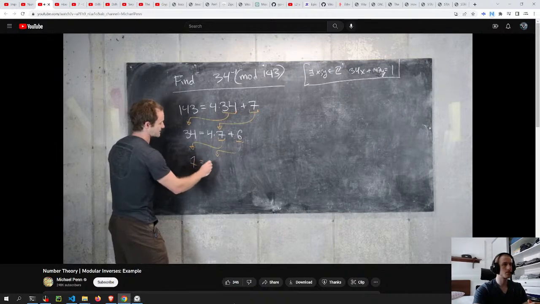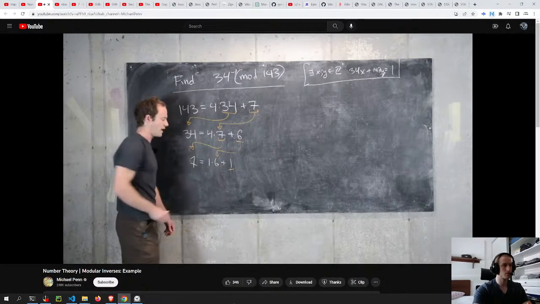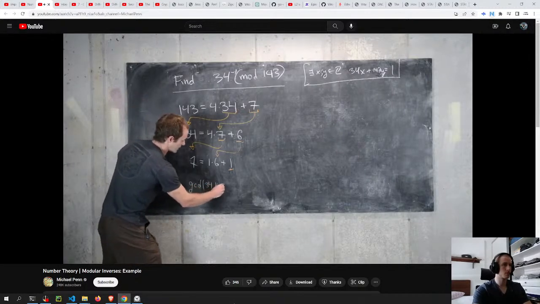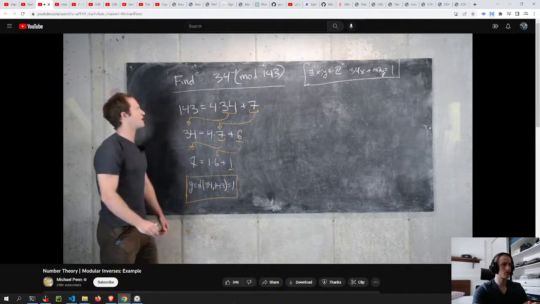And then our 7 is going to go over here, and our 6 is going to go over here. We can write 7 as 1 times 6 plus 1. And so there we go, we get 1. Obviously 1 is going to be the last non-zero remainder, which tells us that 1 is the GCD of these two. In other words, the GCD of 34 and 143 equals 1. These numbers are relatively prime, which is a requirement for such an inverse to exist.